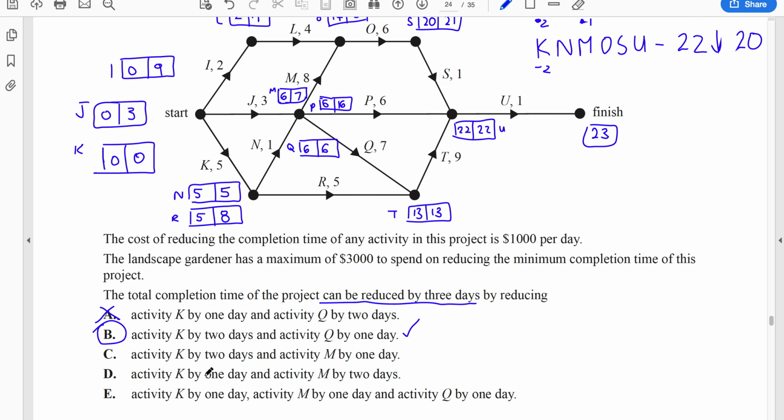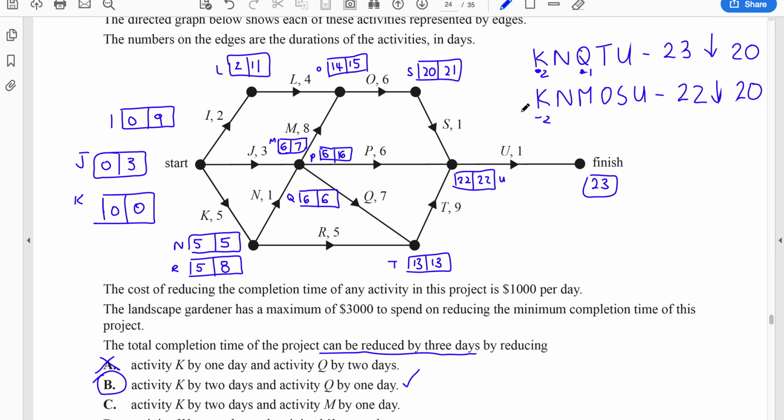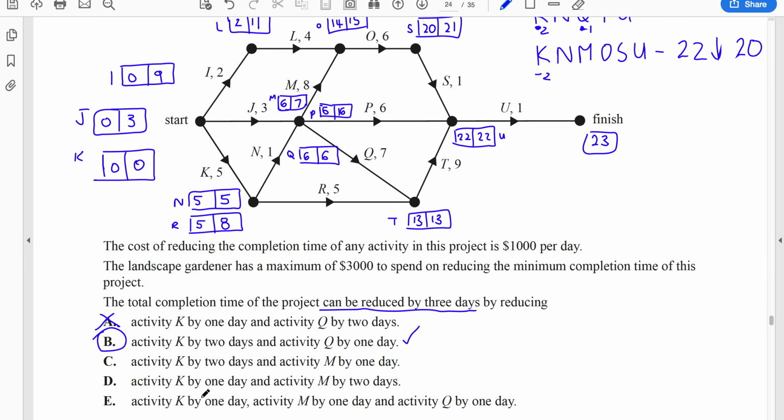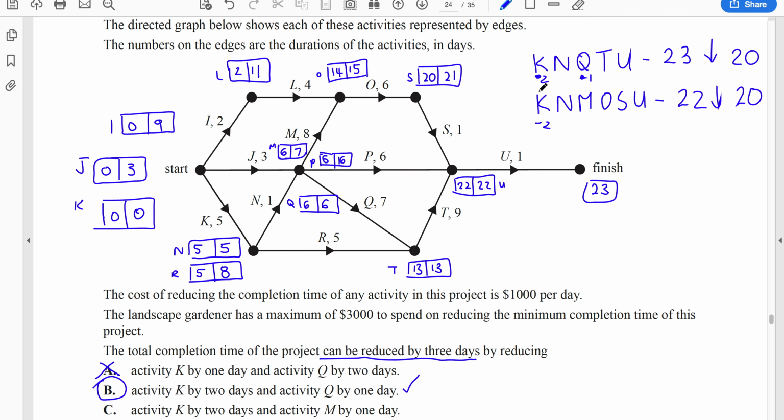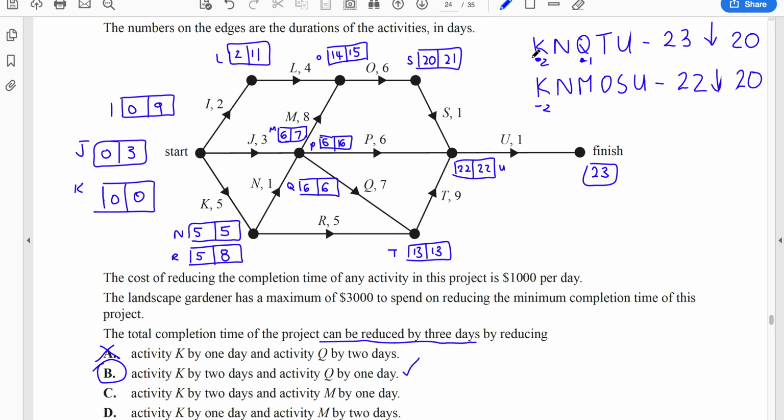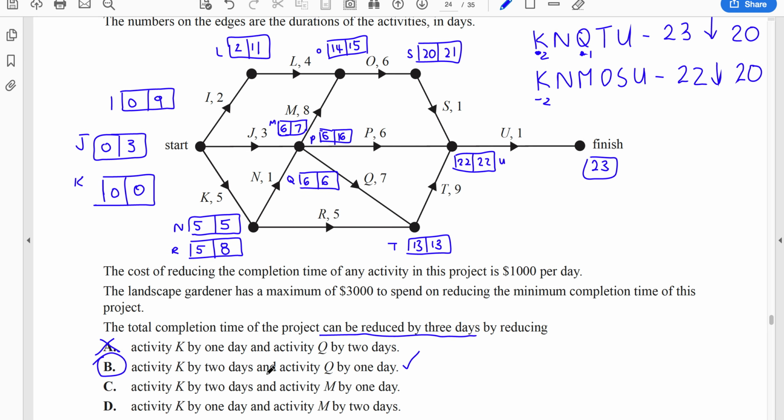If you take 1 off K and 2 off M, same issue. 1 off K does not bring this down to 20. And if we do 1 off K, 1 off M, and 1 off Q, you only get a reduction of 2 off of K and QTU. So again, that's not going to work. So really only a couple of options here did reduce this path down to 20, but it had to be in this particular combination so that K in both of these two paths was also reduced. Okay, that was a bit of a mouthful, but that is how that particular question should be approached.